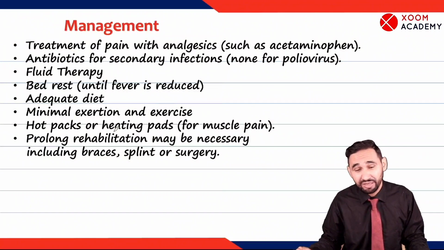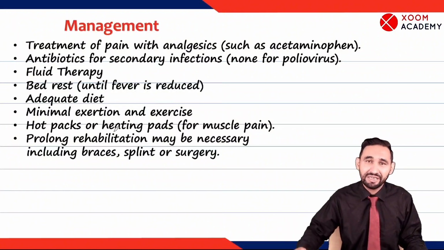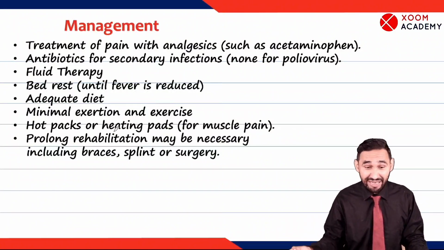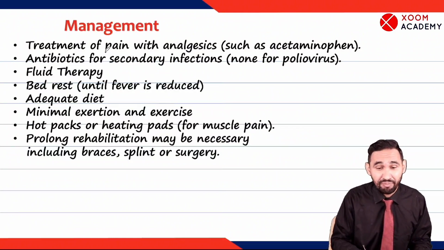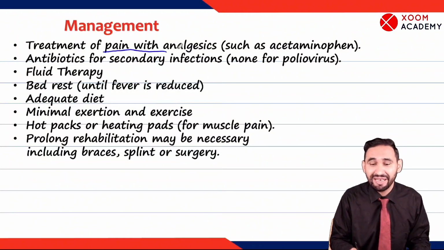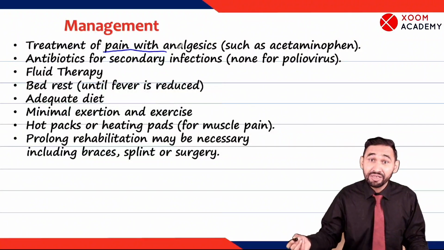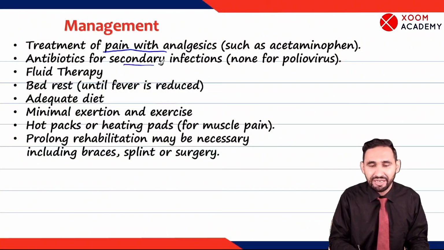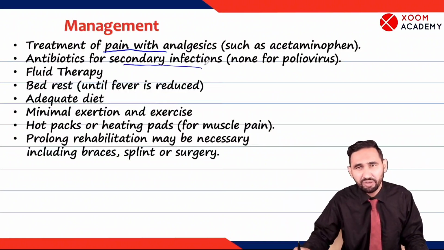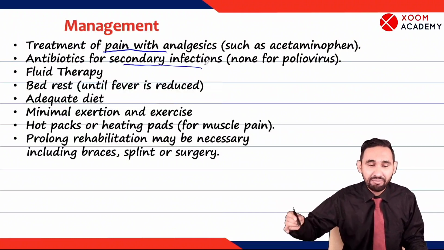Management is most important. When a person becomes infected with poliovirus, we have to manage. We can do symptomatic treatment. If a person is having pain, we can give analgesics. Acetaminophen can be given. Why can antibiotics be given? Because of secondary infection. We have to prevent secondary infection, because a person who is suffering from polio may get attacked by some other infection. So we can give antibiotics.